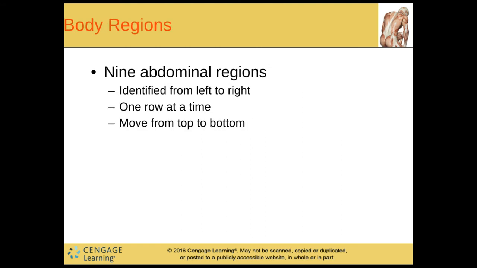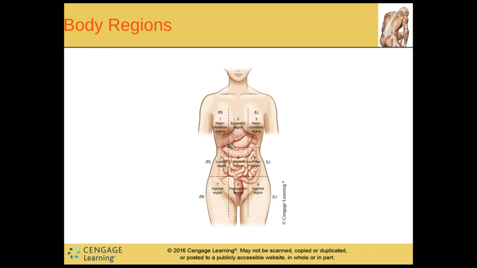And then we have body regions. So we have 9 different abdominal regions. So these are identified from left to right, and they're one row at a time, and it goes from the top to the bottom. So the next picture will kind of explain that. So from right to left, right? So we have this from top to bottom, top to bottom. Again, here's that umbilicus region, right? So that's where our belly button would lie, okay? So these are our regions, okay?